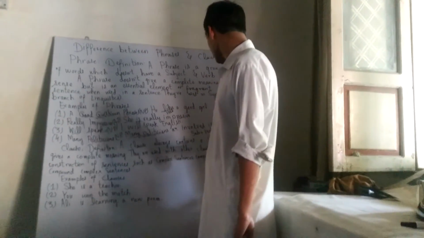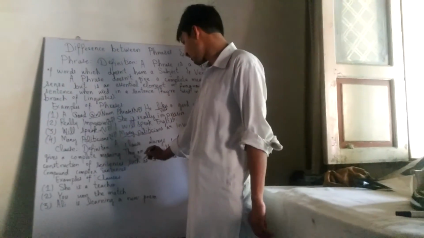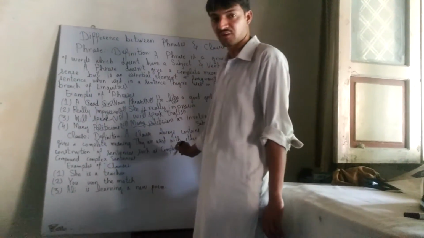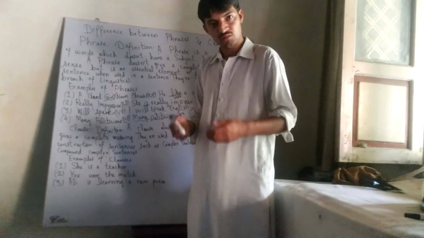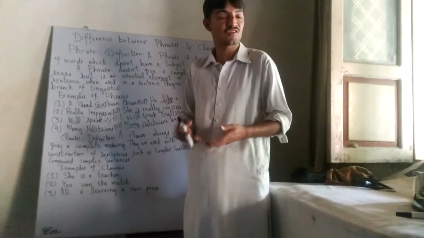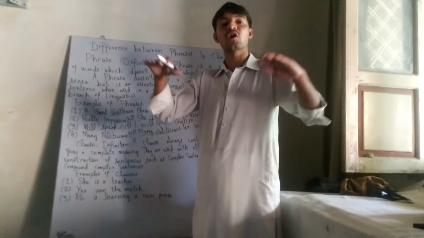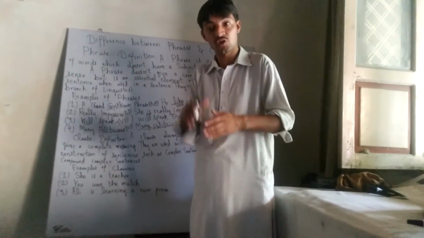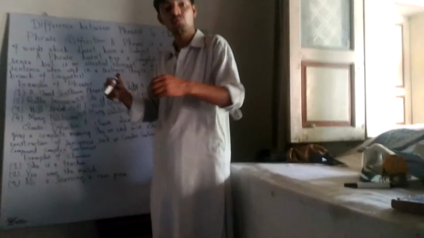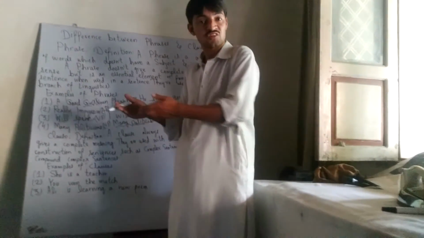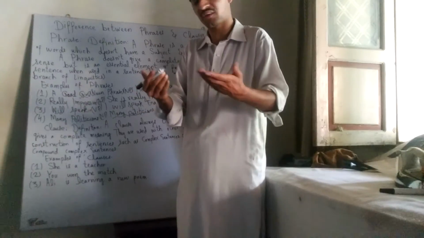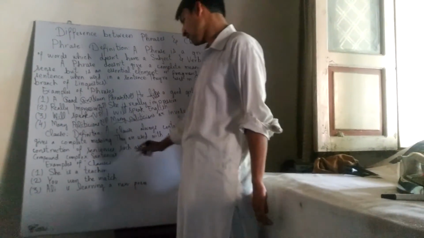They are used with other clauses for the construction of sentences, such as complex sentences, compound sentences, and compound-complex sentences. They are used for a large number of sentences in the English language. So you have to arrange and connect different clauses with each other, and they construct sentences such as complex, compound, and compound-complex sentences. So that's why. Examples of clauses.